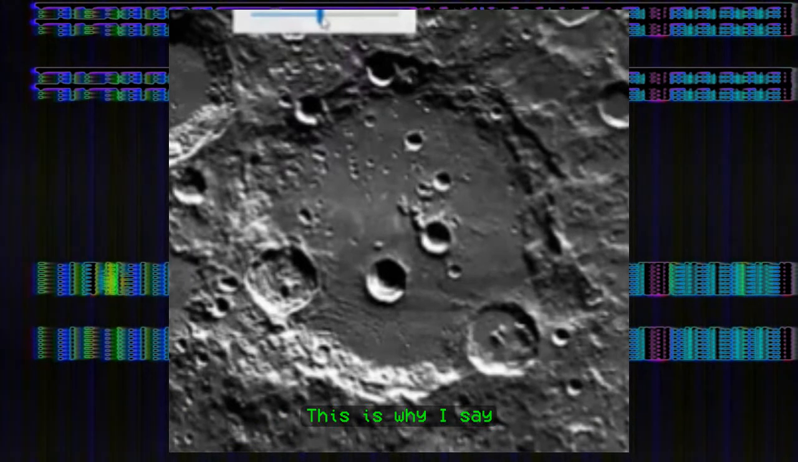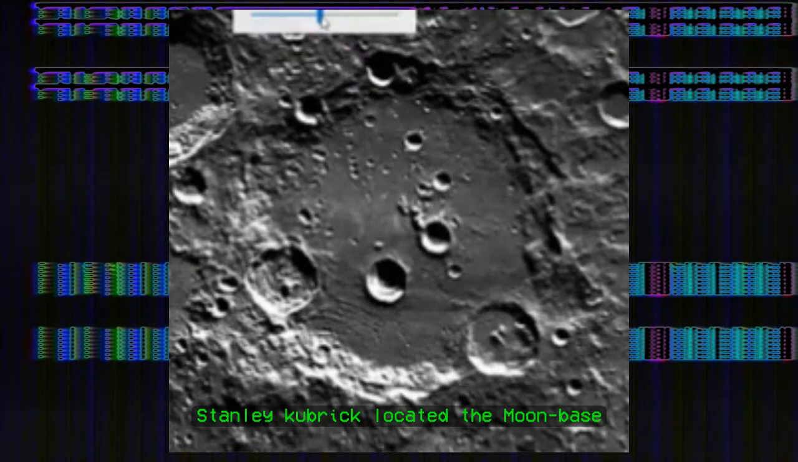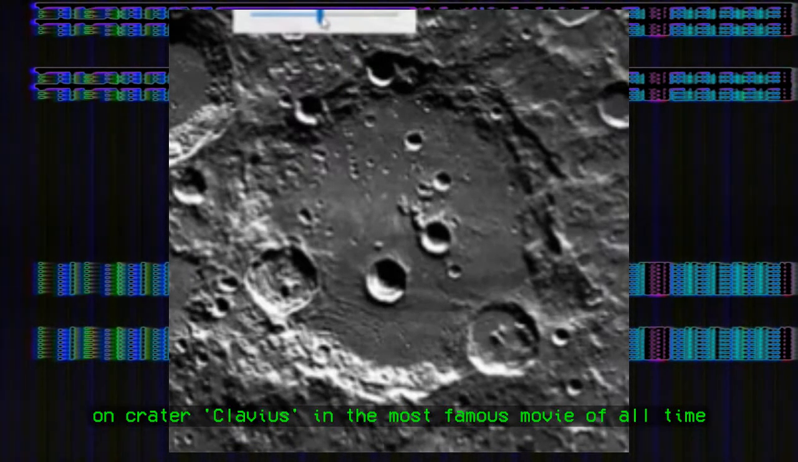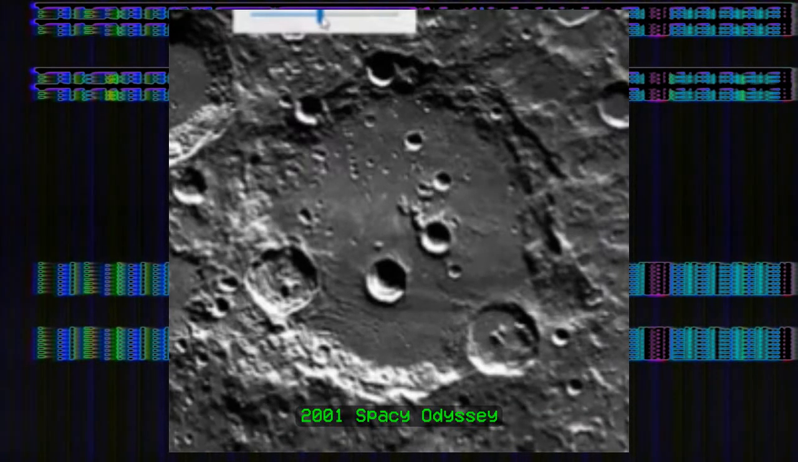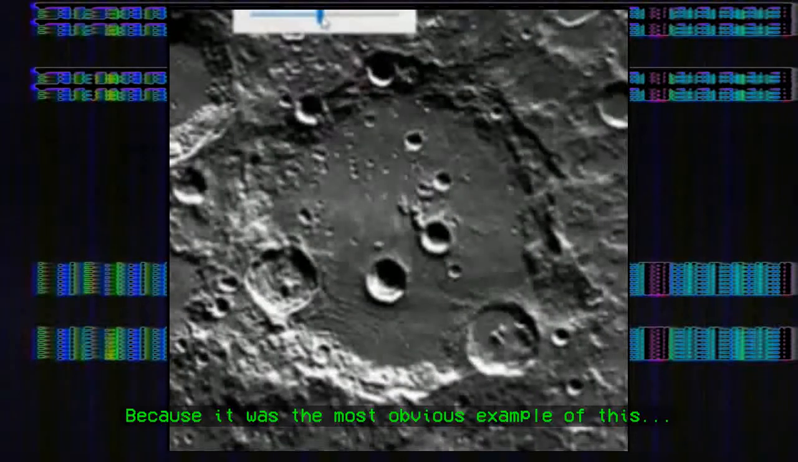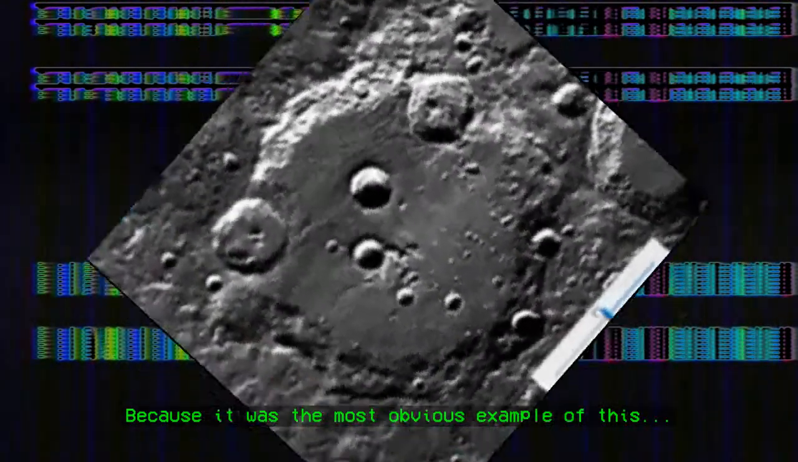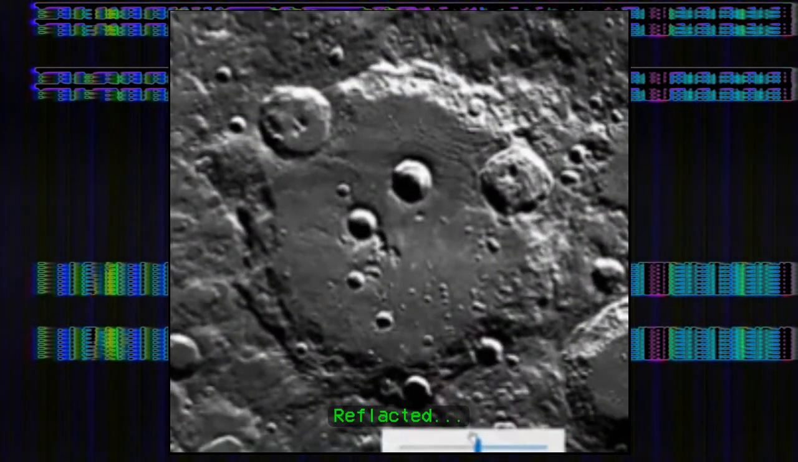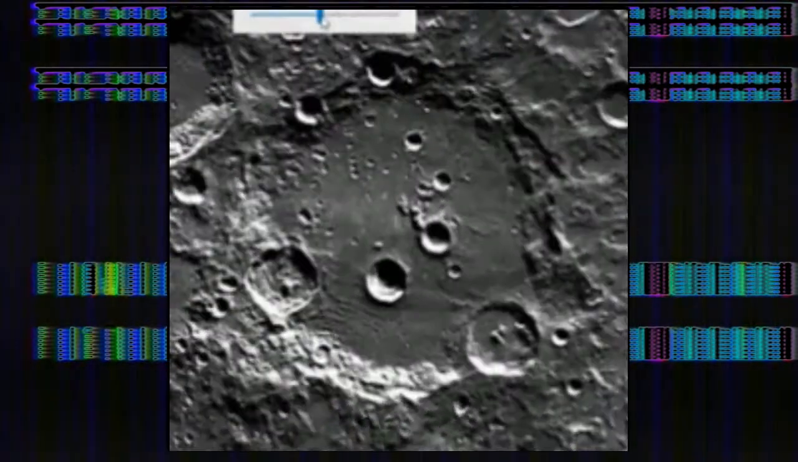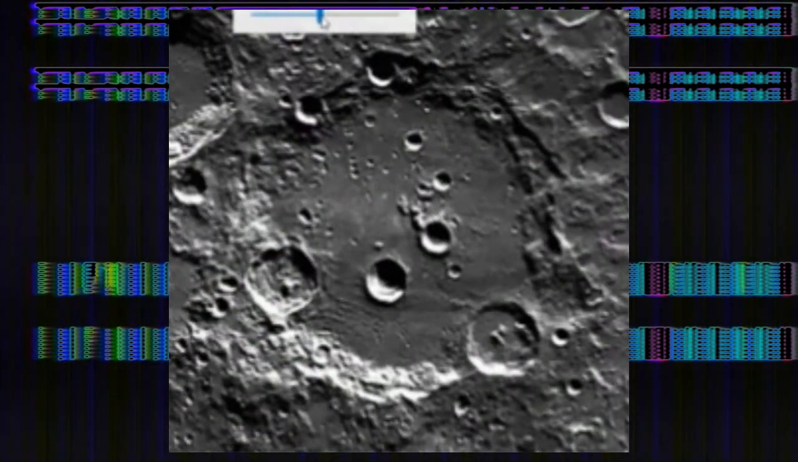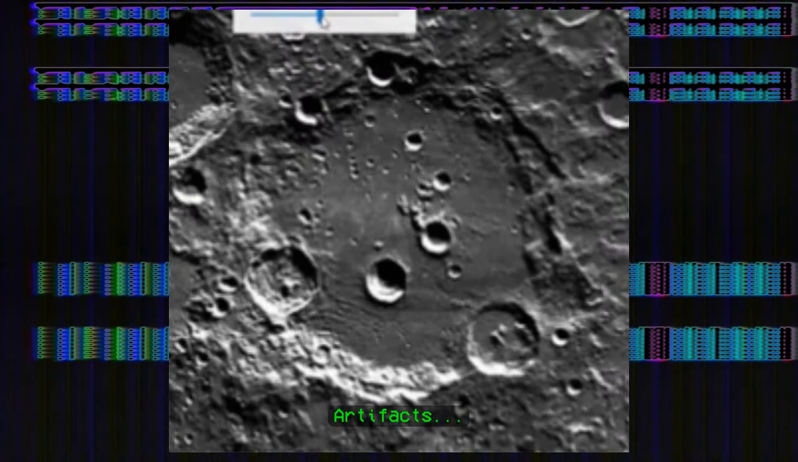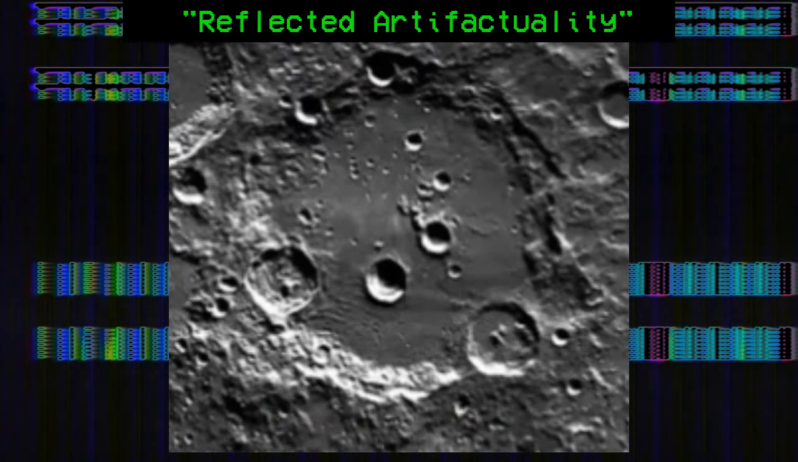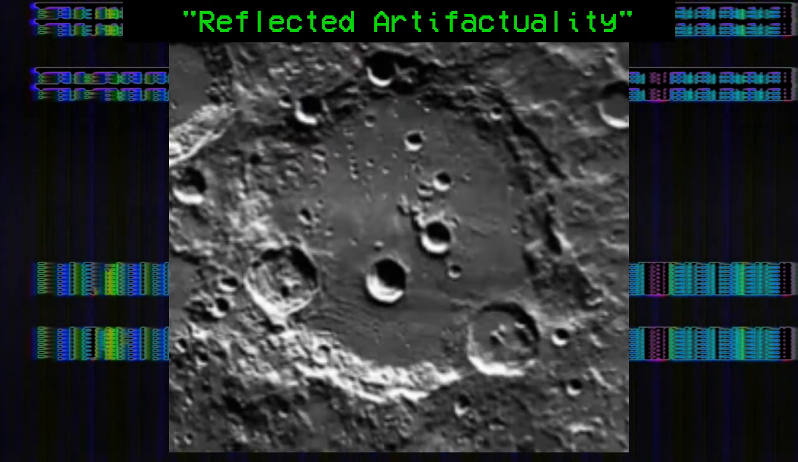This is why I say that Stanley Kubrick located the moon base on Crater Clavius in the most famous movie of all time, 2001: A Space Odyssey. Dave. Because it was the most obvious example of this reflected art, what's the word? Artifacts, artifactuality, reflected artifactuality. That's good. Reflected artifactuality. It's like something you'd hear out of a Mary Poppins movie.